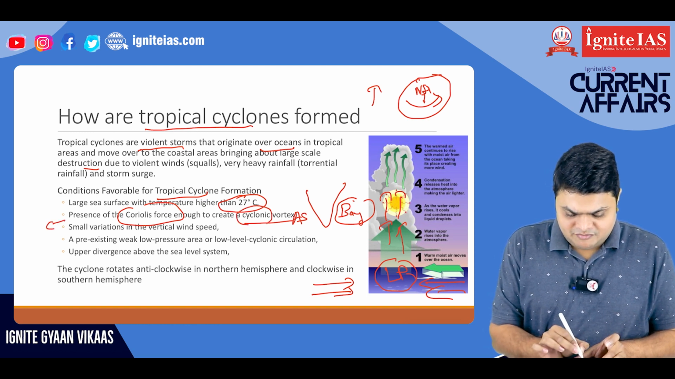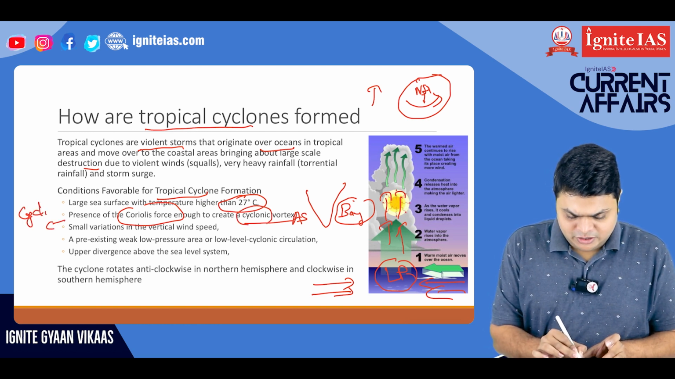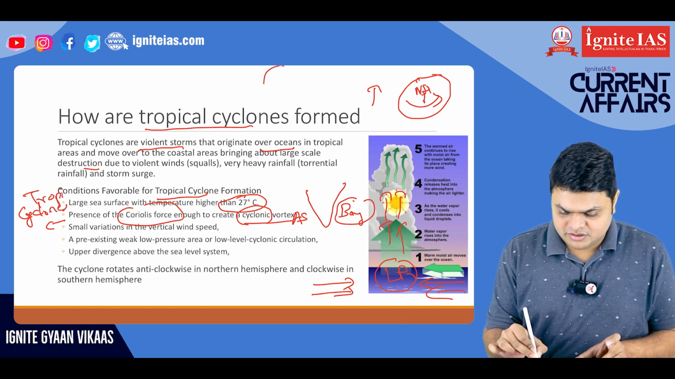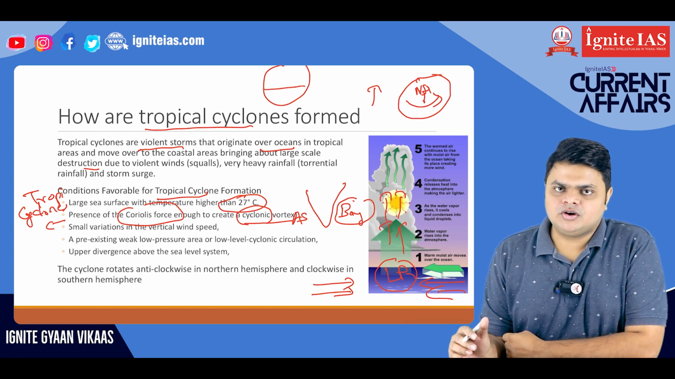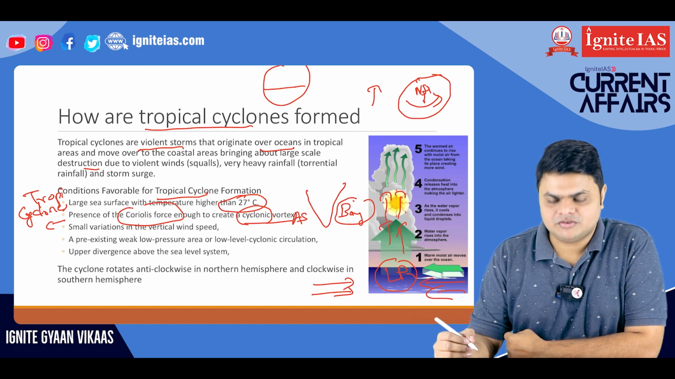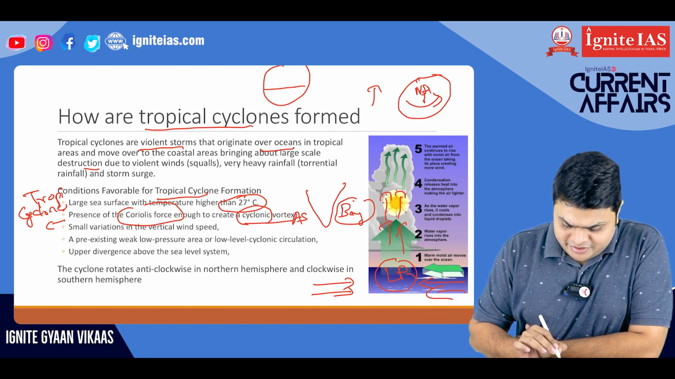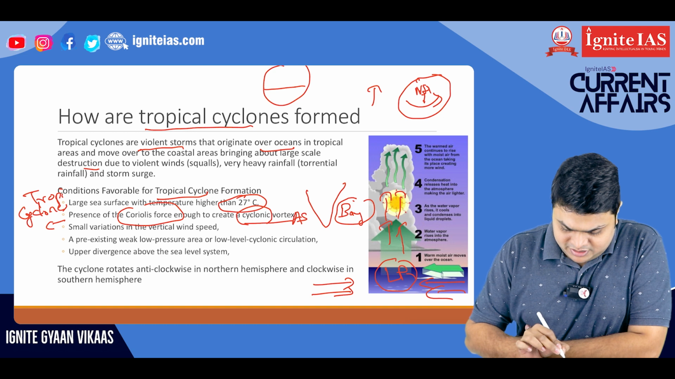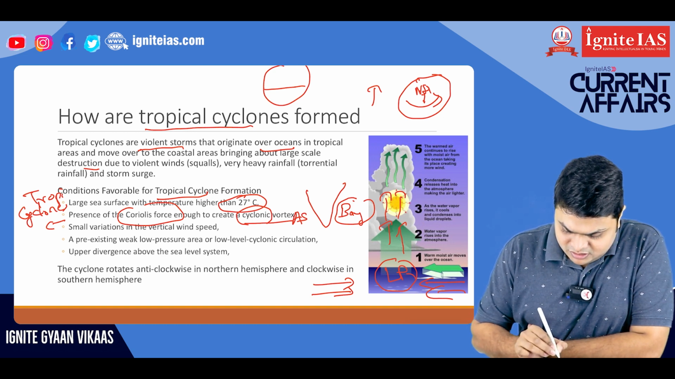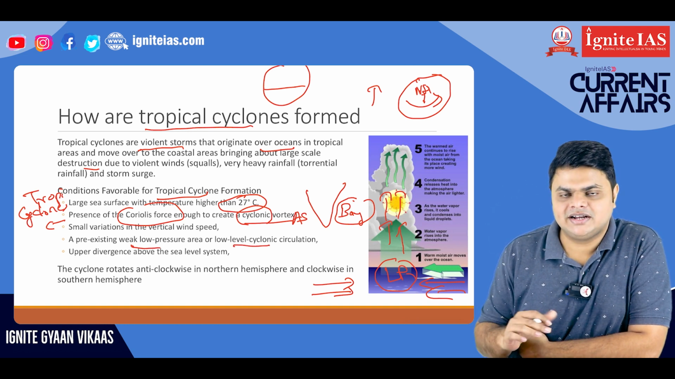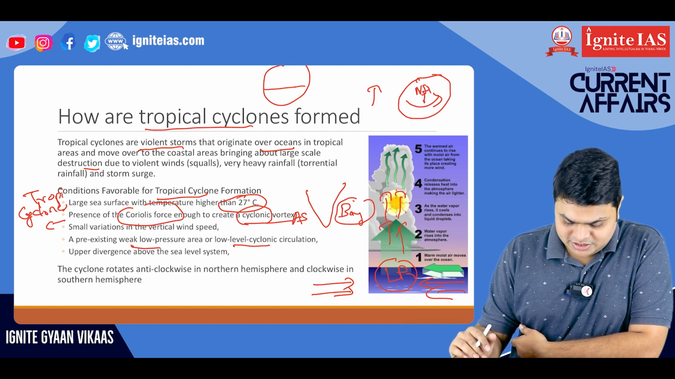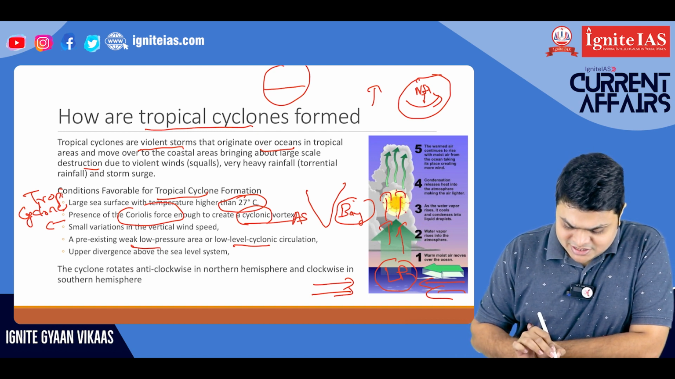Now, this Coriolis force is required for the formation of a cyclone. This is the reason why cyclones are not formed near the equator. Tropical cyclones are not formed near the equator because, as we know, near the equator the Coriolis force is least. So there is not enough Coriolis force at the equator for the formation of a tropical cyclone. Now, small variations in vertical wind speed is one more requirement for a tropical cyclone. A pre-existing weak low pressure or low-level cyclonic circulation. So there should be a pre-existing low pressure to attract the winds, as wind travels from high pressure to low pressure. And upper divergence above the sea level system.